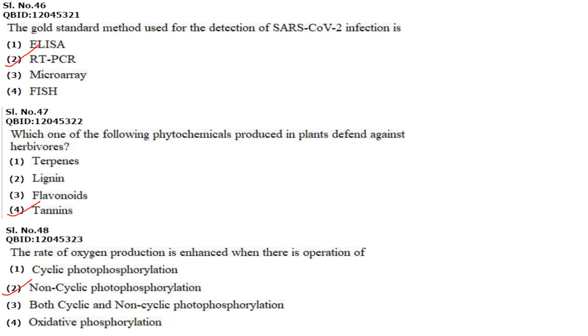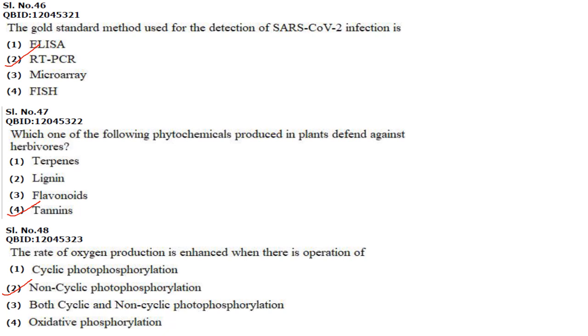Then next one. Which of the following phytochemicals produced in plants defend against herbivores? So it is tannins, that are phytochemicals which are produced by plants, and these tannins defend against herbivores. Then next one. The rate of oxygen production is enhanced when there is operation of.